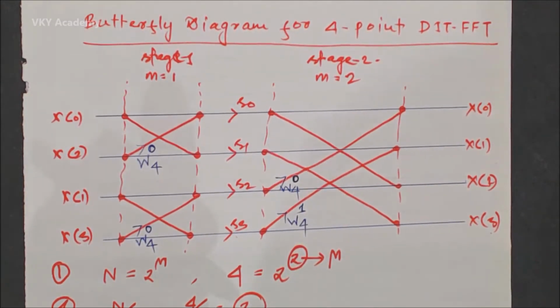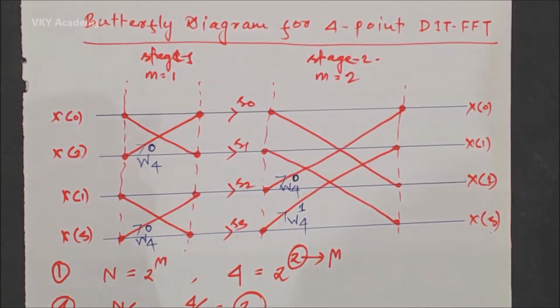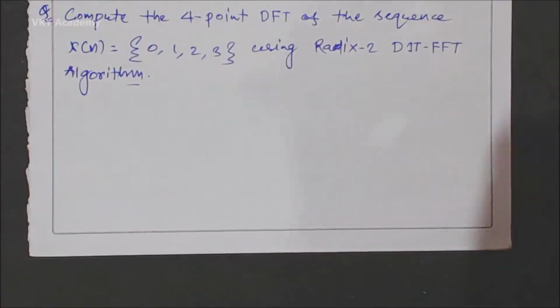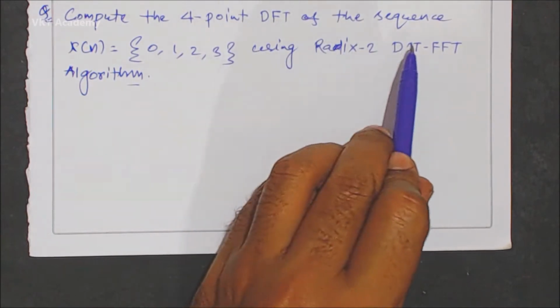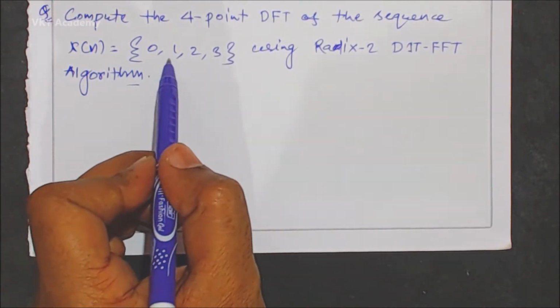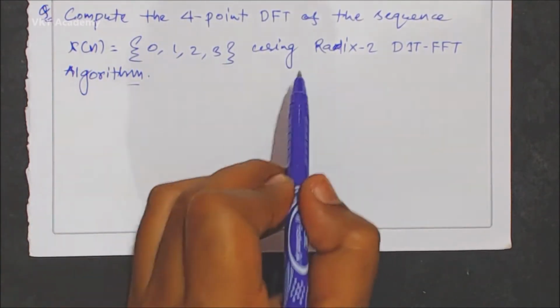Now in this session we will solve one numerical. So basically we will compute the 4-point DFT of the sequence x of n is equal to 0, 1, 2, 3 using radix 2 DIT FFT algorithm.